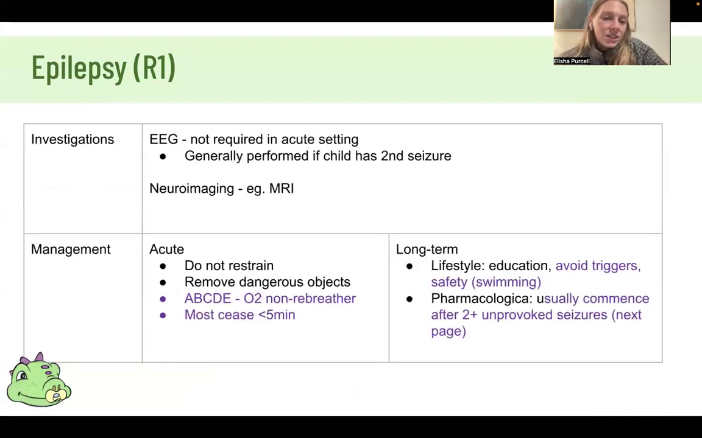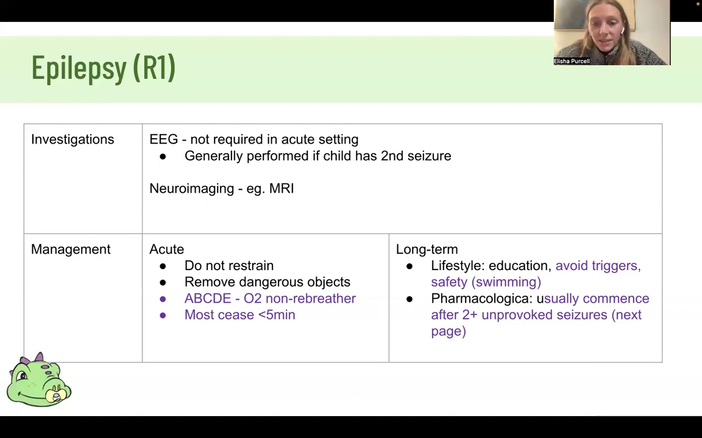Epilepsy investigations: you can do an EEG, but in the acute setting, it's not going to actually help you that much. And neuroimaging. Management in the acute setting: don't restrain them. You're following your ABCDE approach. If needed, you can provide supplemental oxygen with a non-rebreather and remove any dangerous objects. Most cease within 5 minutes.